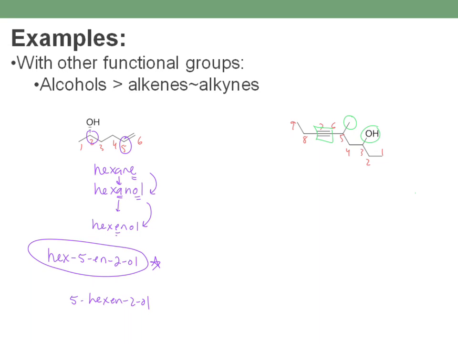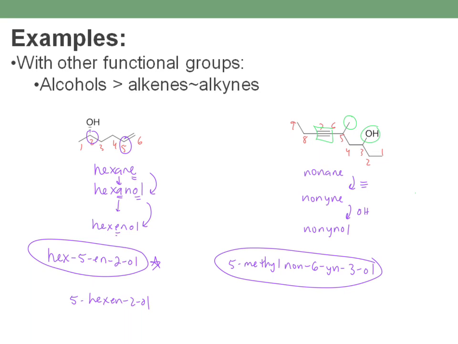Maybe I'll write that all out again. So right, it would be a nonane if it was just a hydrocarbon. If we add the fact that it has a triple bond, it would go to nonyne. And if we add the fact that there's an OH, it goes to nonynol. And so that's going to be the parent name, and we need to put the locants in there. So I've got a 5-methyl. And then the alkyne starts at carbon number 6, and the ol is at carbon number 3. So this would be 5-methylnon-6-yn-3-ol, which is a terrible sounding name, but that's the IUPAC name.